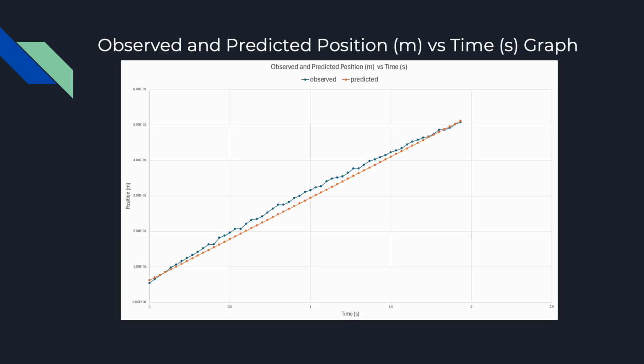Pictured here is the observed and predicted position versus time graph. The blue line represents the observed model, while the orange line represents the predicted computational model. You can see that the blue line slightly deviates from the orange line.